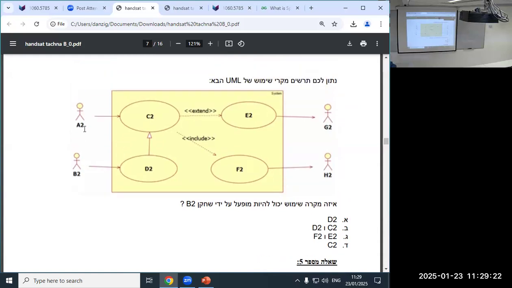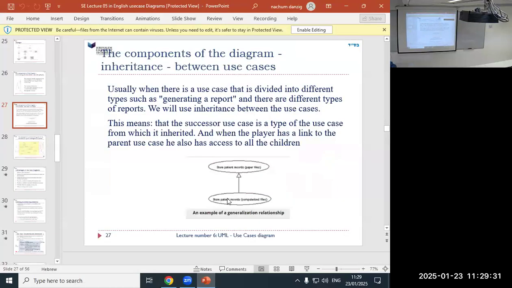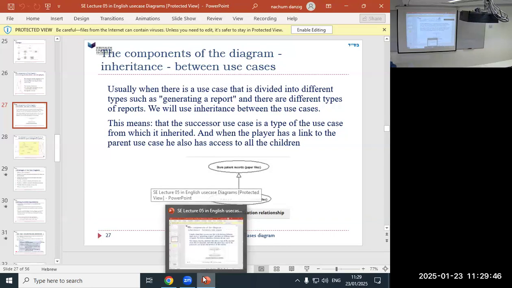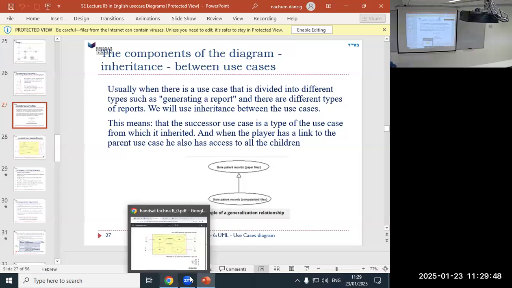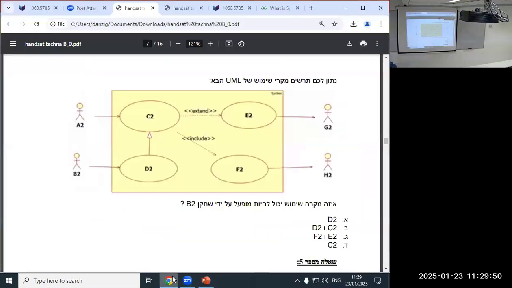So what did we just say? This is exactly a question B2 can only do. When it leads to the parent, he can do the children, but we didn't say in the reverse. So if you have the child, you can't do the parent. So just D2, that's the answer.